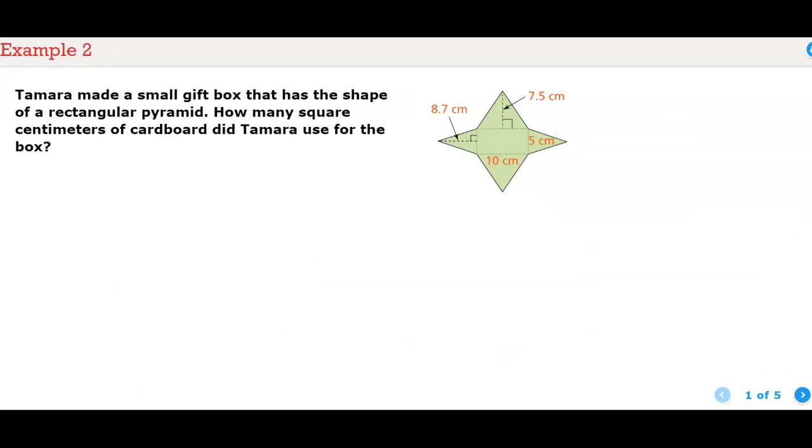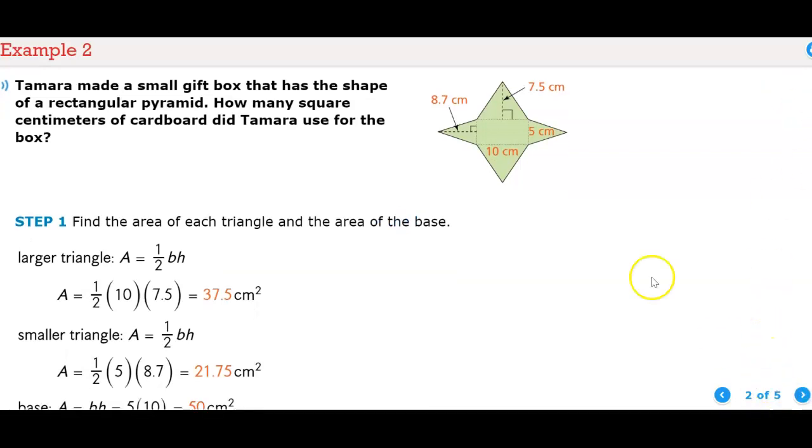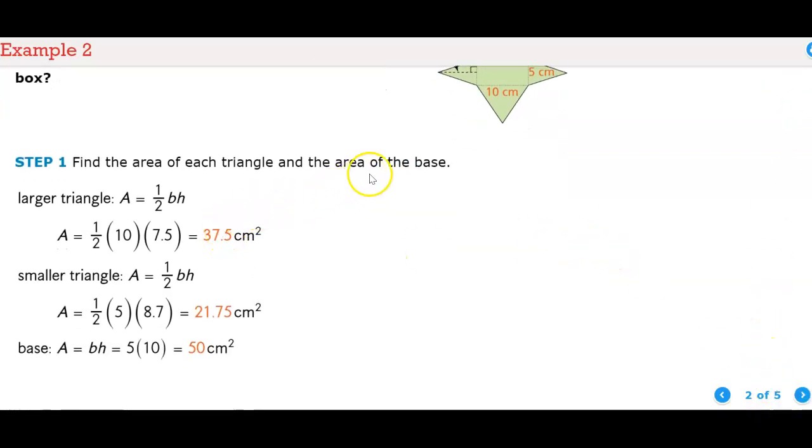Tamara made a small gift box that has the shape of a rectangular pyramid. How many square centimeters of cardboard did Tamara use for the box? Step 1, find the area of each triangle, and the area of the base.